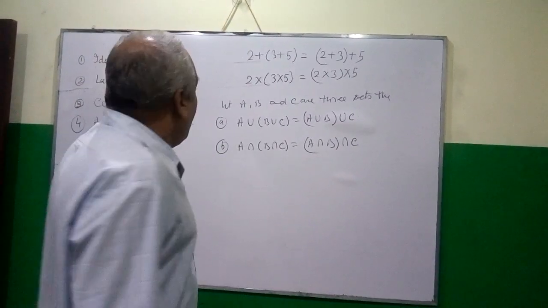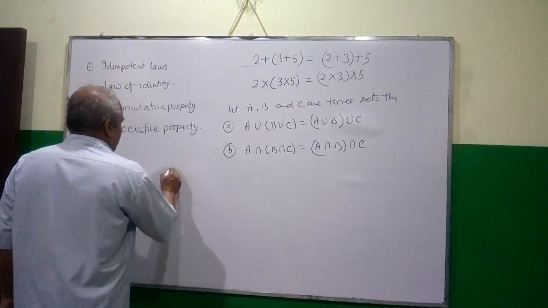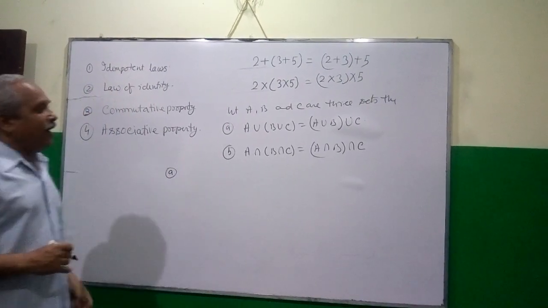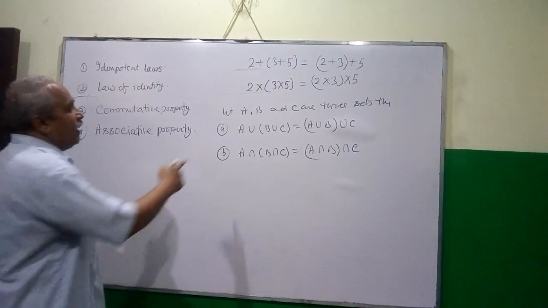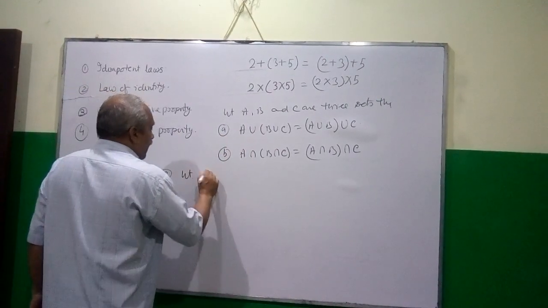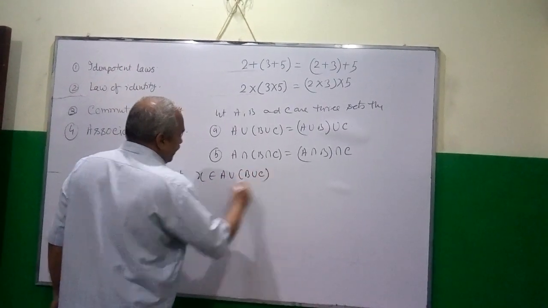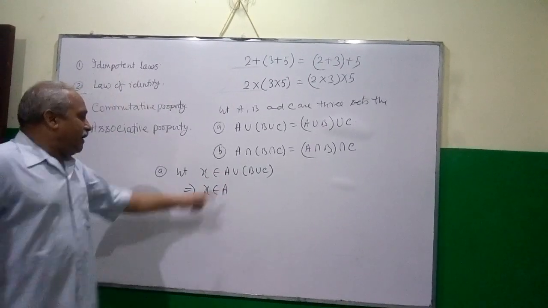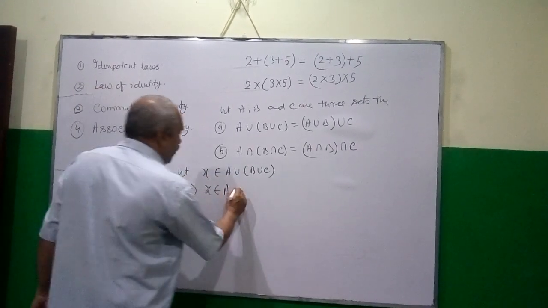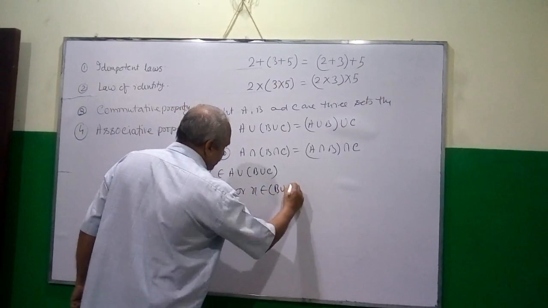Okay. Now I will prove one. Very easy proof. In spite of that, I am doing one, and you will practice the other at your home. The next one. Let X belong to (A union B) union C. This implies X belongs to A union B. Here is union, therefore we write what? Or X belongs to C.